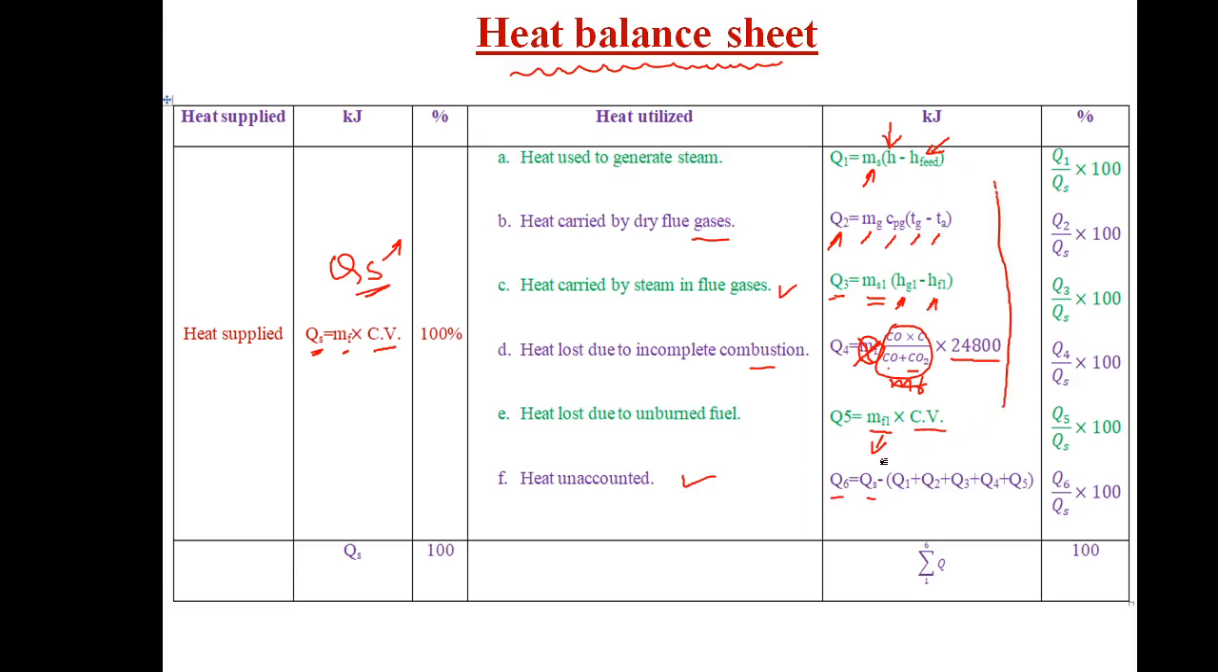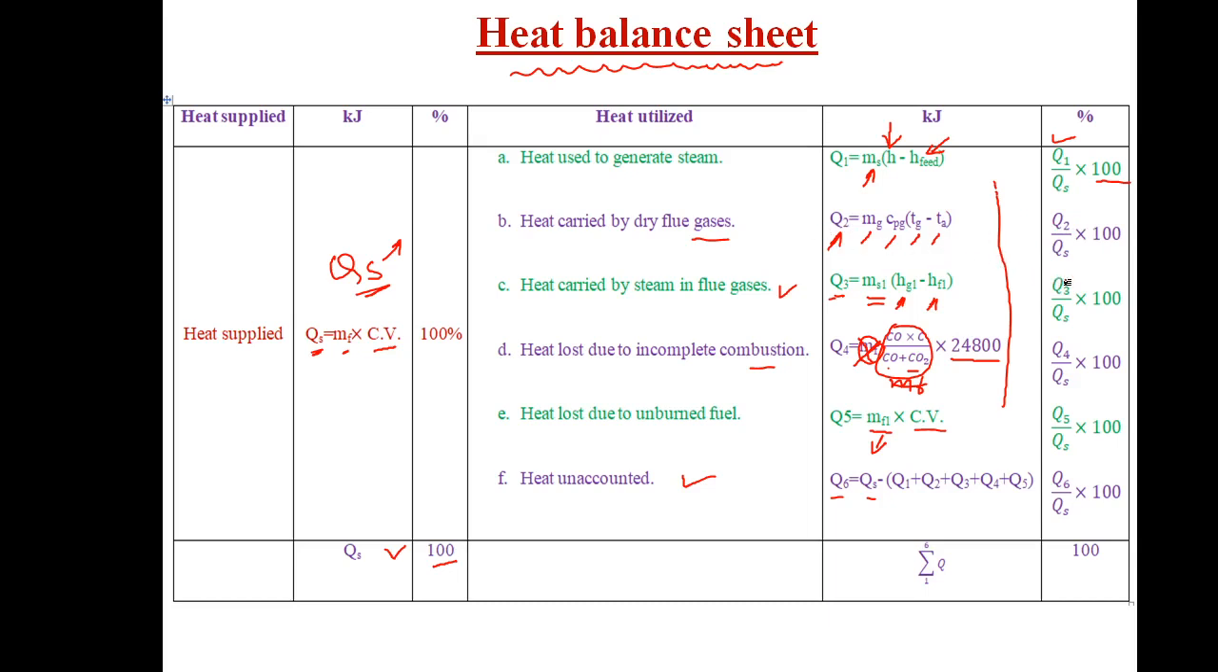This gives us Q6. So now in this heat balance, the amount of heat liberated is 100%. Out of that 100%, heat is utilized for various purposes. So how much of heat in percentage is utilized by steam? Q1 is the amount of heat utilized by steam. If Qs amount of heat is supplied, out of that Q1 is used. That means Q1 divided by Qs into 100. Then Q2 amount of heat is carried by flue gases. Q2 divided by Qs into 100 is the heat carried by flue gases.